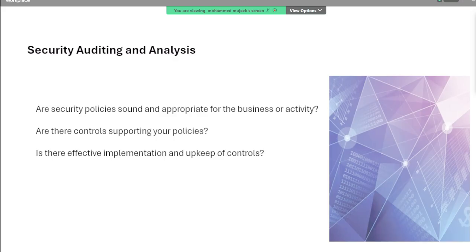That's what it means. And the third one is the effective implementation and upkeeping of controls. This is very important, folks. We need to understand that it's not just implementing the controls; we also need to upkeep the controls. What do I mean by upkeep the controls? Anybody can tell me? Any ideas? What does upkeep controls mean?